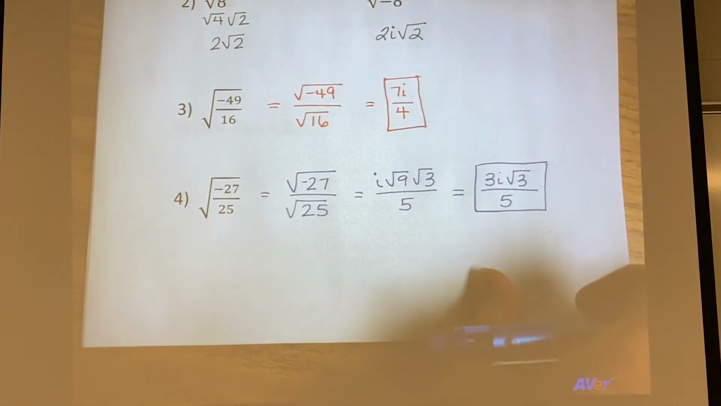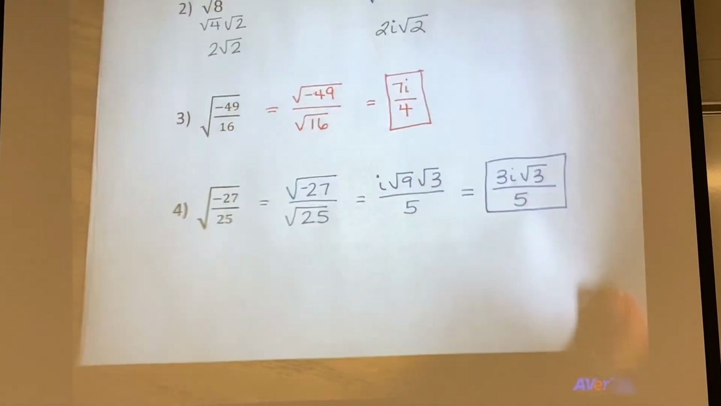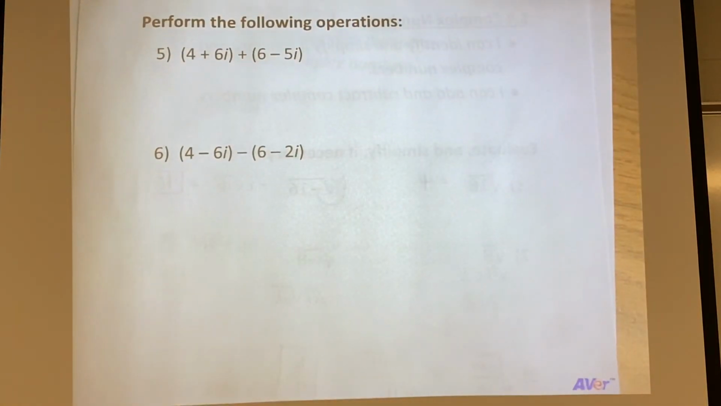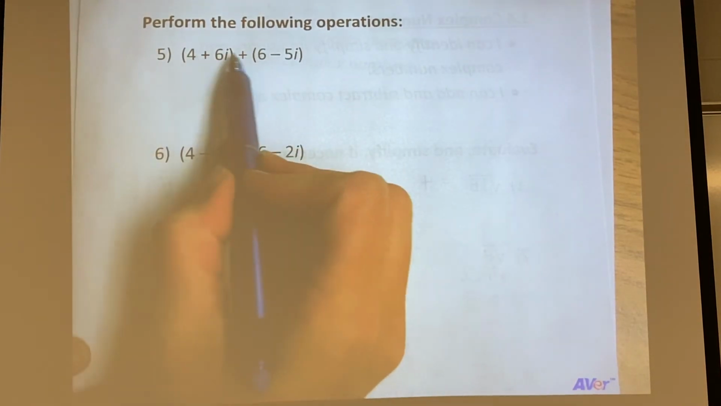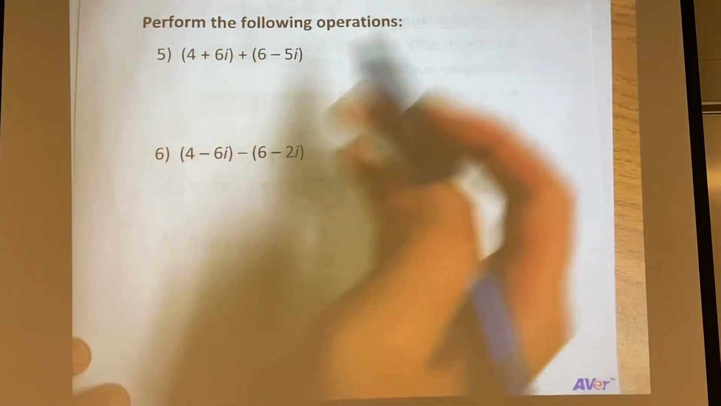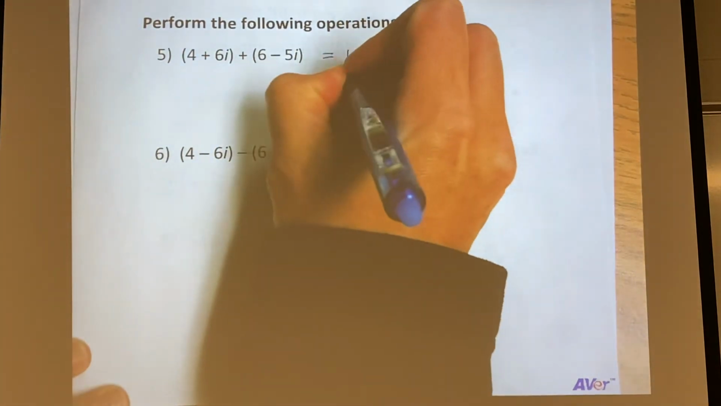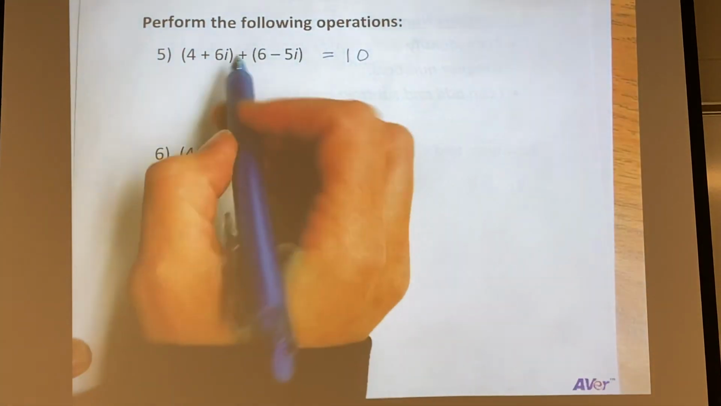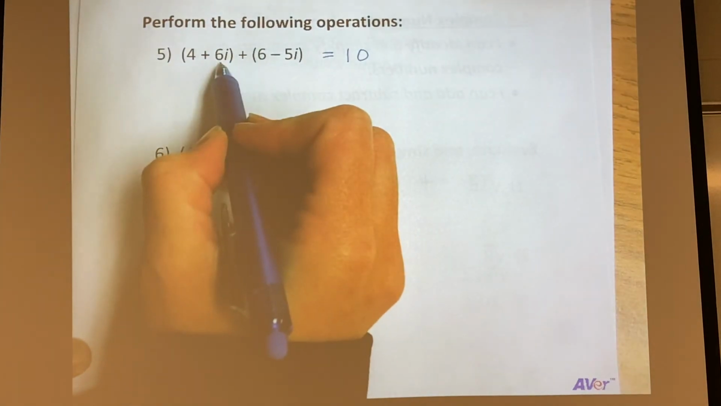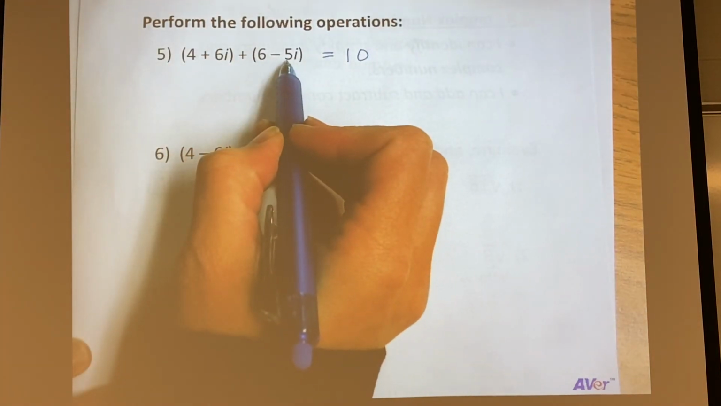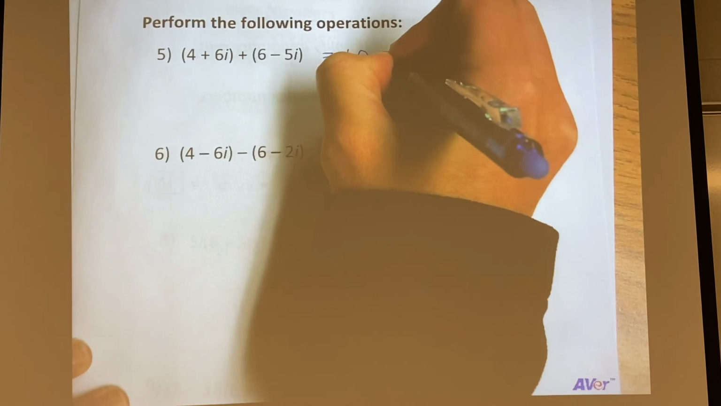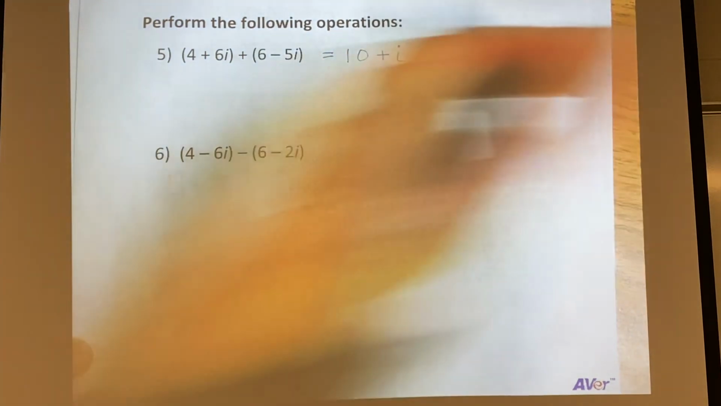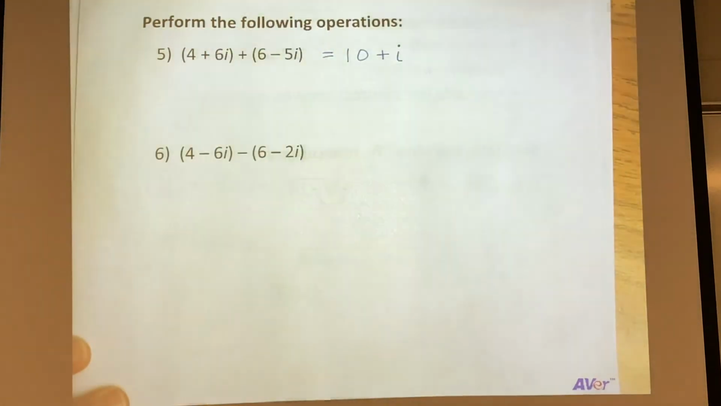All right, let's talk about adding and subtracting complex numbers. When you add and subtract, you just combine like terms. So here we're going to combine the numbers that don't have the i, 4 and 6, which is of course 10. And then we're going to combine the numbers that do have the i. So 6i plus negative 5i is just 1i, or i by itself. You don't need the 1 there.